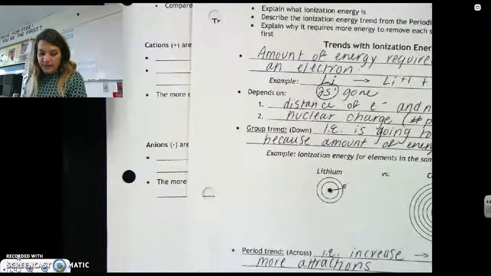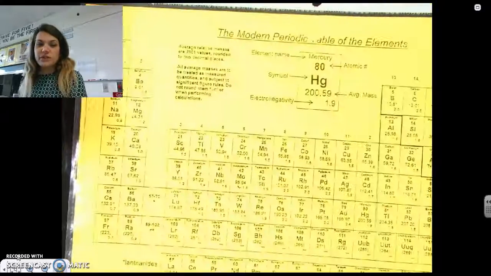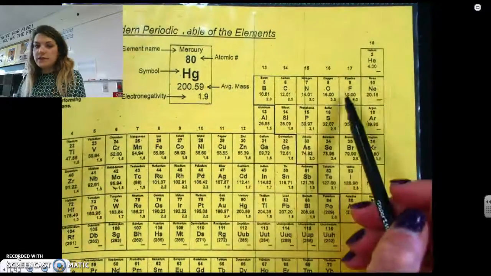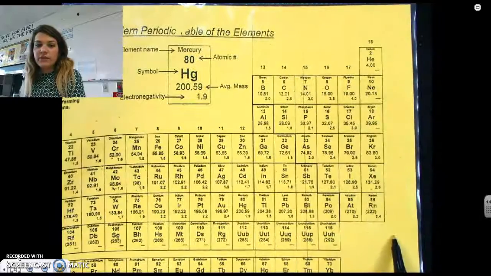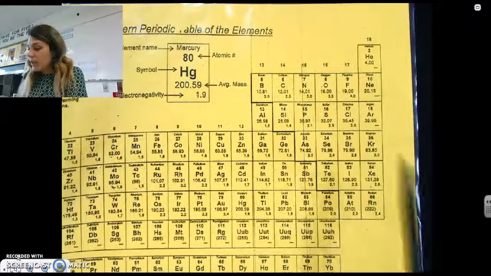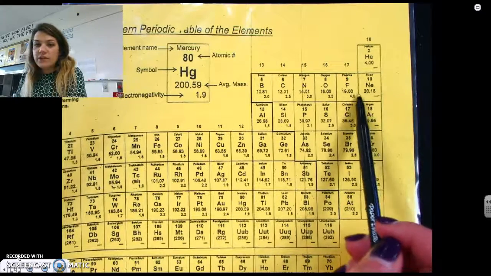So that is it for that. Oh, one more thing with electronegativity. The periodic table that you use on your test has electronegativities on it, okay? You'll notice noble gases don't have electronegativities. Why? Because they don't bond with anything, okay? This number right here tells me the electronegativity.